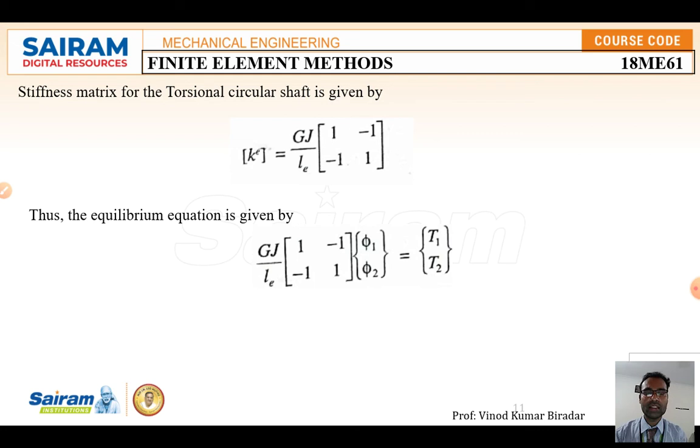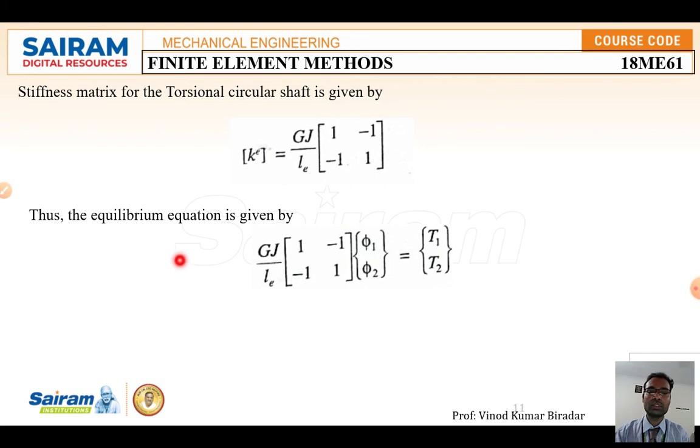Here G stands for the modulus of rigidity, J stands for the second polar moment, L stands for the length of the element, and phi 1 and phi 2 are the angles of rotation, that is, the angular displacement. T1 and T2 stand for the torque. Many times in the examination they consider it as temperature. It is not temperature, it is the torque applied on the given element at node number 1 and at node number 2. You have to remember this formula.